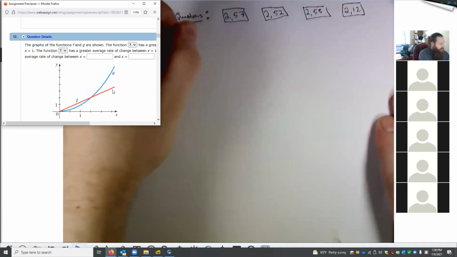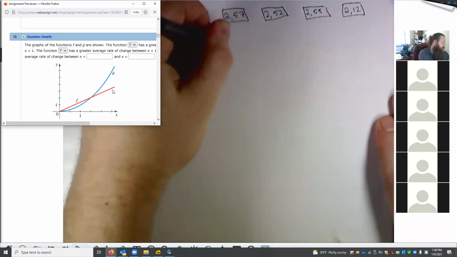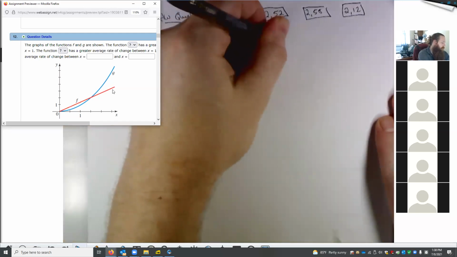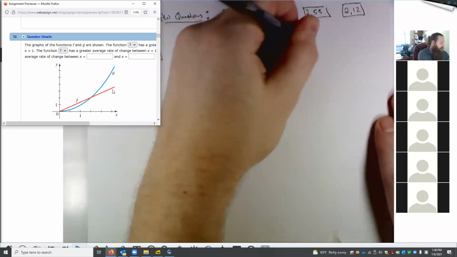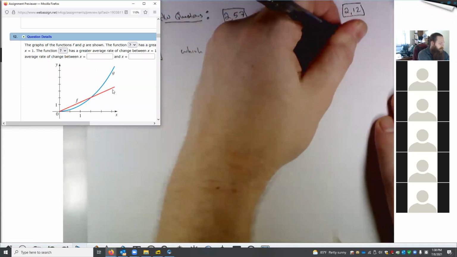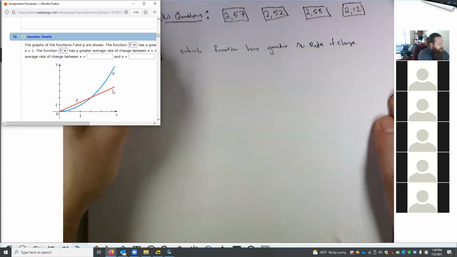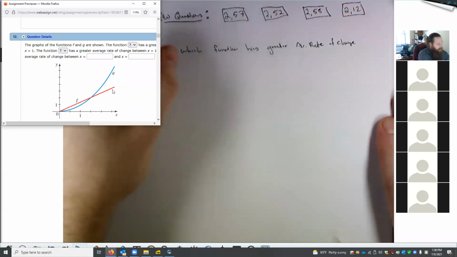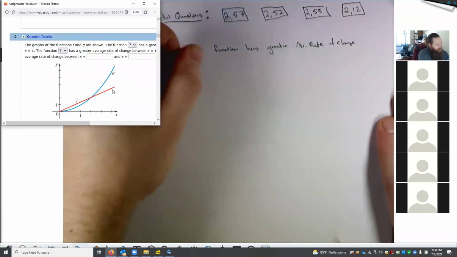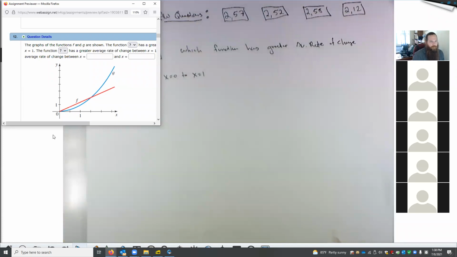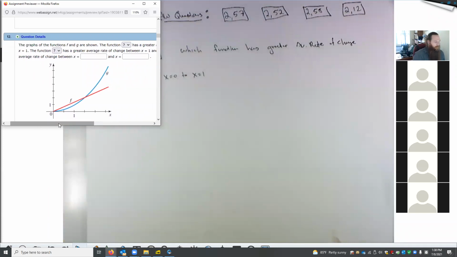Which function has greater average rate of change from 0 to 1 and from 1 to 2, right? Yeah.